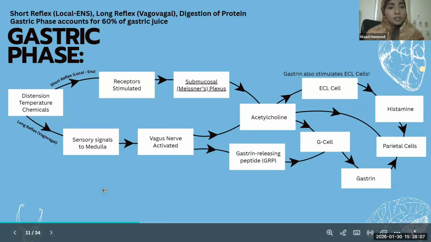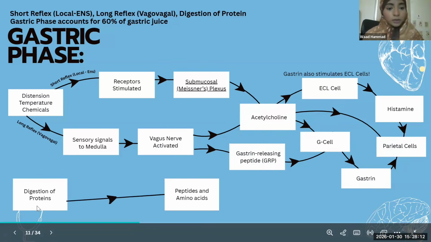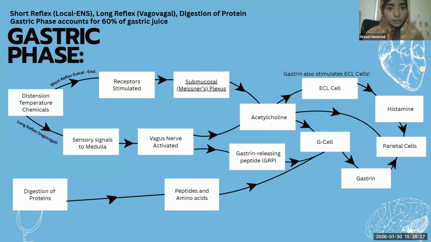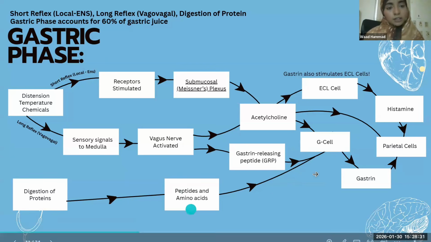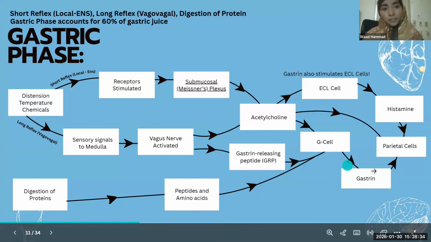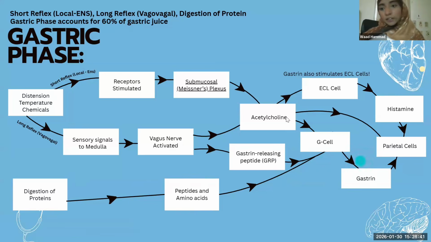And now, last but not least, we have digestion of proteins. Digestion of proteins, we have peptides and amino acids. So whenever they enter your stomach, our stomach gets activated and it stimulates, as we mentioned before, one of the stimuli for G cells is peptides and amino acids. So in this case, this is where it happens. Our G cell notices that we have peptides and amino acids in our stomach, so it releases gastrin. So yeah, this one is pretty straightforward. Just peptides, amino acids, stimulates G cells, gastrin, stimulates the whole path.